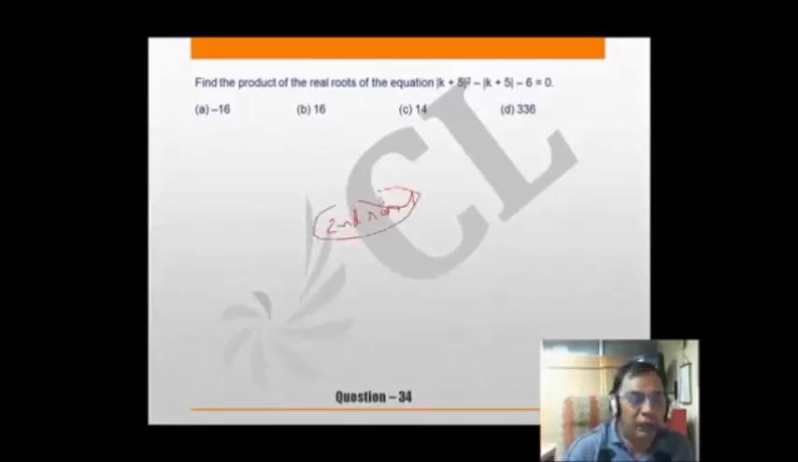Again I'll have to solve it, so again I'm leaving it. Second round, I'll have to find the product of the real roots. So basically it should be going for minus 6 plus 5, 25, 25, 50, 50 minus 6, 44. No, I'm not getting it.